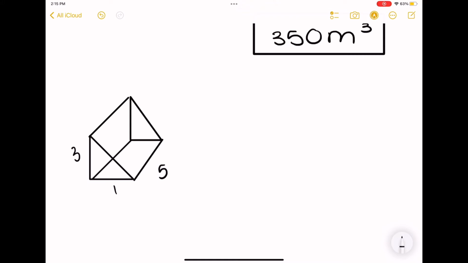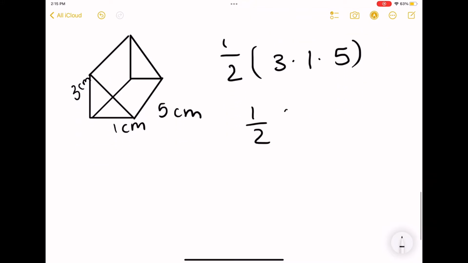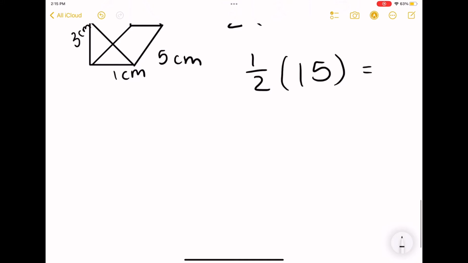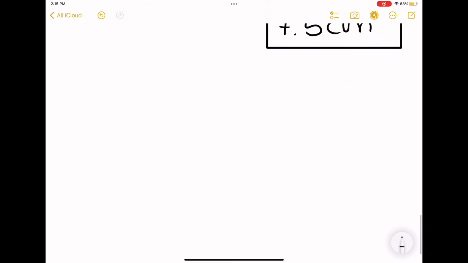Next problem, let's say we have 3, 1, and 5: 3 centimeters, 1 centimeter, and 5 centimeters. In this case, the height is 5, but what we're going to do is simply multiply all of these digits. So we'll get 1/2 of 15, which is 7.5. And remember, centimeters cubed, as I said before, because we are calculating volume.